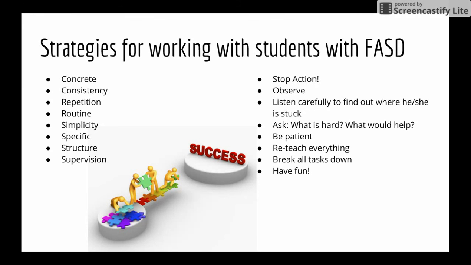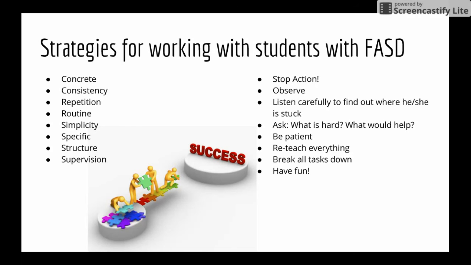And use supervision. Because of their cognitive challenges, individuals with FASD bring a naivety to daily life situations. They need constant supervision, as with much younger children, to develop habit patterns of appropriate behavior. When a situation with an individual with FASD is confusing and the intervention is not working, then you should stop the action, observe, listen carefully to find out where the child is stuck, ask what is hard, what would help, be patient. Children with an FASD can tell you a rule, but that does not mean they can always follow it, which is very frustrating.